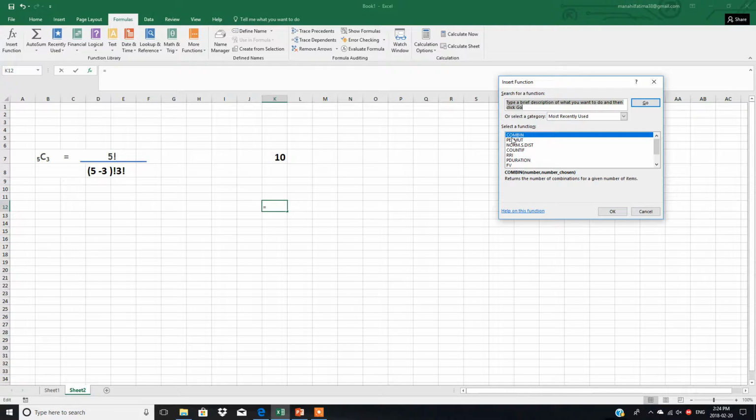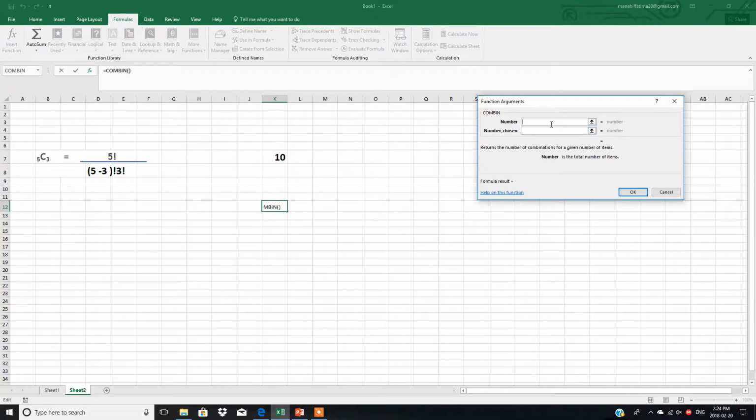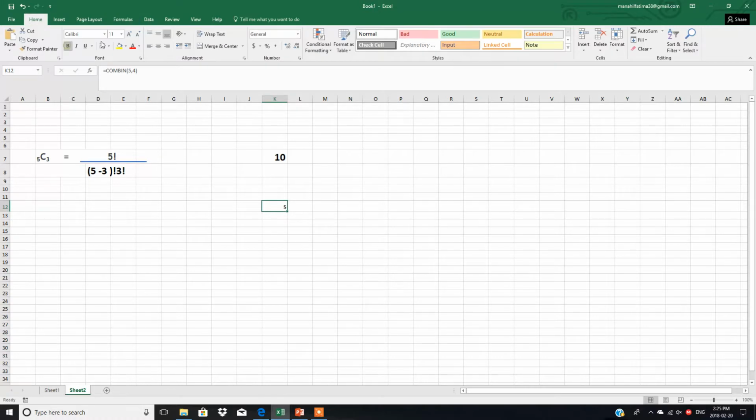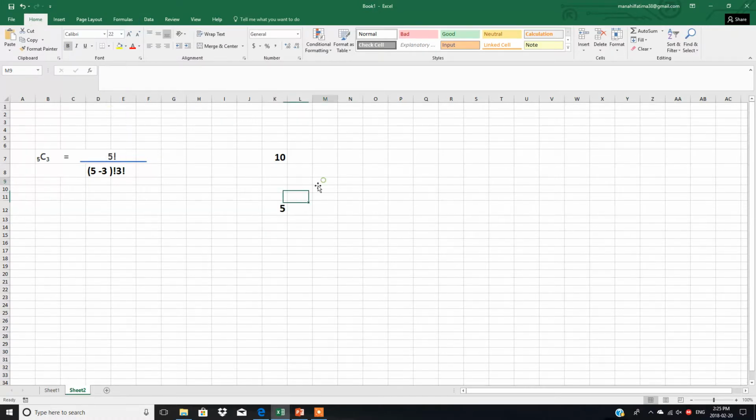See, because we just used COMBIN, it is on the top. We want this one. So here we write 5 because total objects are 5. This time we are looking for 4, and 5 should be the answer. See, 5. So there are 5 combinations.